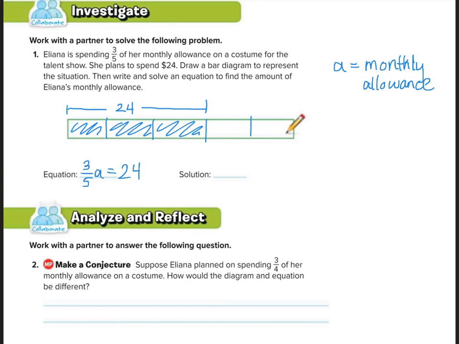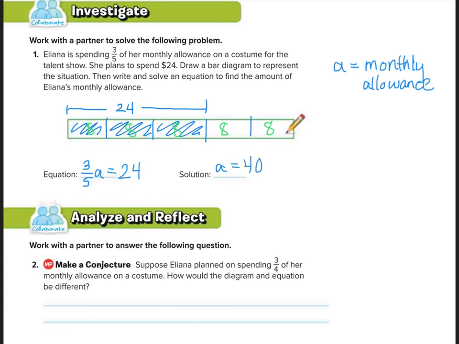I can solve for A using the bar diagram. I can take 24 divided by 3, which represents 8. So each piece out of the 5 pieces represents $8. Then I can multiply 8 times 5 to get 40. Eliana's total allowance each month is $40.